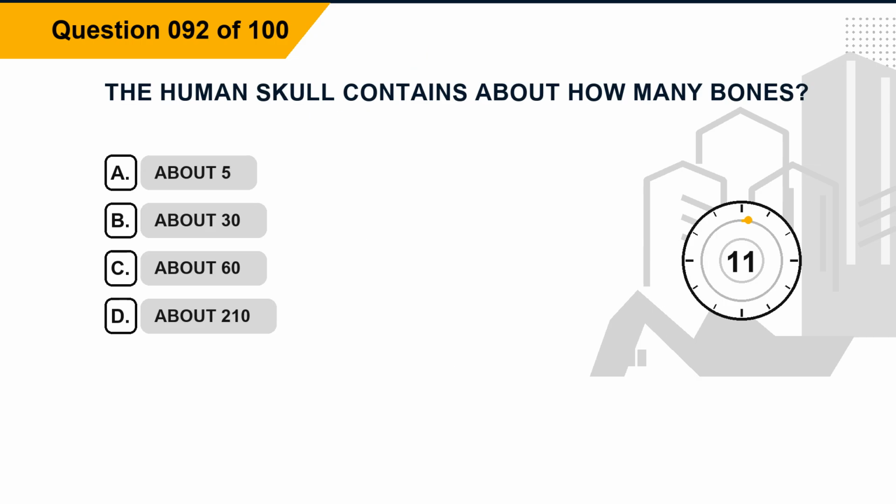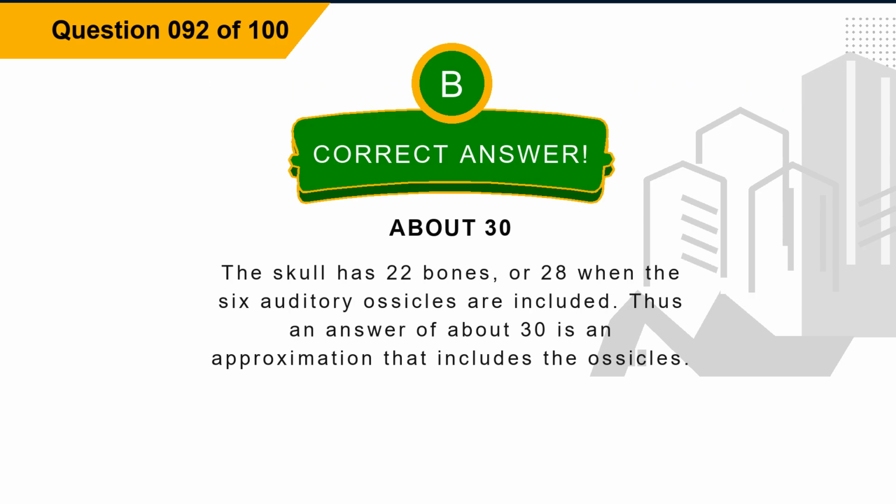Question 92. The human skull contains about how many bones? Option A. About 5. Option B. About 30. Option C. About 60. Option D. About 210. The correct answer is option B. About 30. Explanation. The skull has 22 bones, or 28 when the 6 auditory ossicles are included. Thus an answer of about 30 is an approximation that includes the ossicles.